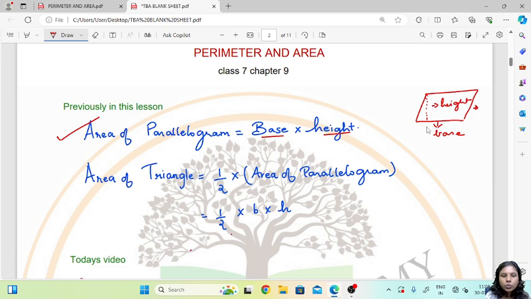Then we further moved to the area of a triangle. When discussing the area of a triangle, we said that when we have a parallelogram, if we divide it into two equal parts, we get two equal triangles. So therefore area of a triangle is half, because we are dividing a parallelogram into two, the area of the parallelogram, that is half into base into height.